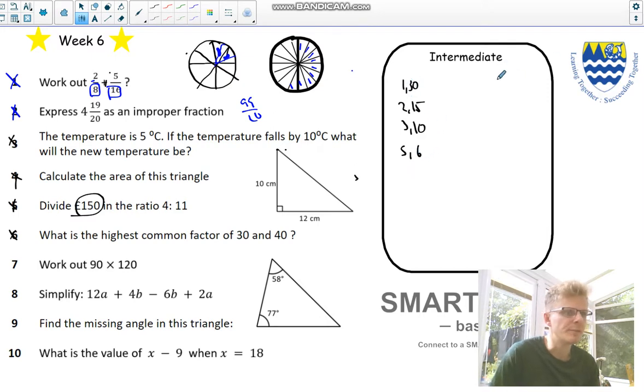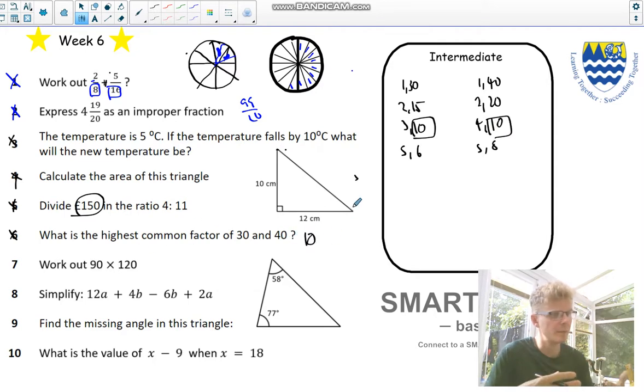Okay, let's do 40 as well. So 1 and 40, 2 and 20, 3 doesn't go in, 4 and 10, 5 and 8, 6 doesn't go in, and then 7 won't go in either. Okay, so what's our highest common factor? What's the biggest number that goes into both? Let's have a look. It looks like it's going to be 10 there. Okay, so we want the factors of numbers that go in pairs normally to make a number, and the highest common one is the one that's the biggest and in both lists.